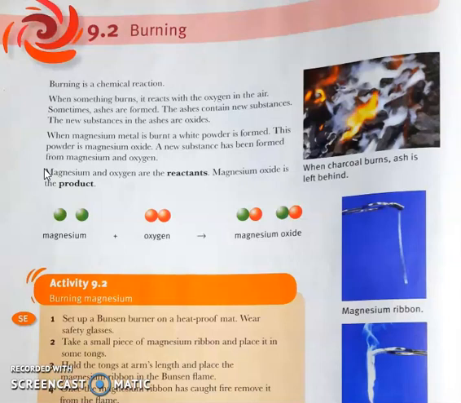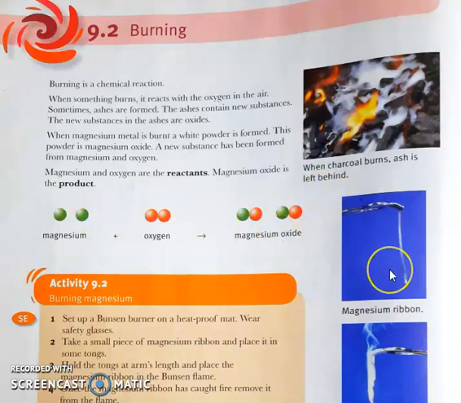When magnesium metal is burnt, a white powder is formed. This powder is magnesium oxide. A new substance has formed from magnesium and oxygen. Magnesium oxide is a white powder. Here the magnesium and oxygen are the reactants, reacting together to produce magnesium oxide, the new substance. So magnesium and oxygen are the reactants and magnesium oxide is the product.